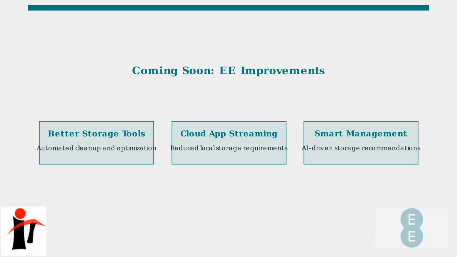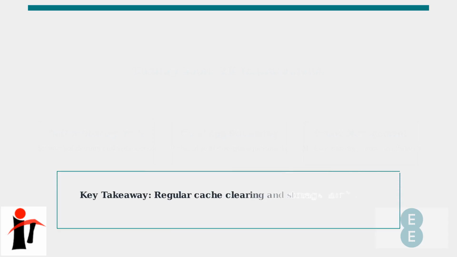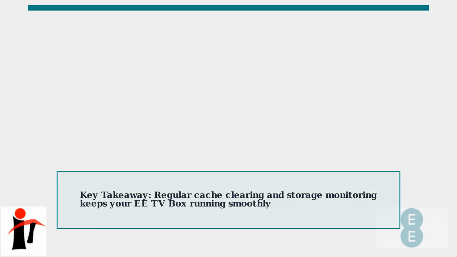Future updates will include better storage management tools and cloud-based app streaming to reduce the burden on your device's local storage. Remember, regular maintenance of your EETV box storage will ensure optimal performance. Clear cache weekly for streaming apps, monitor storage monthly, and only use factory reset when absolutely necessary.